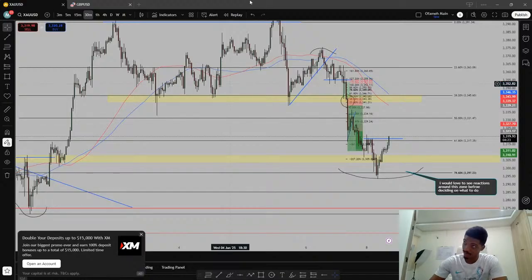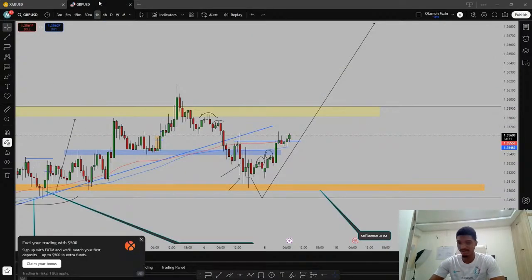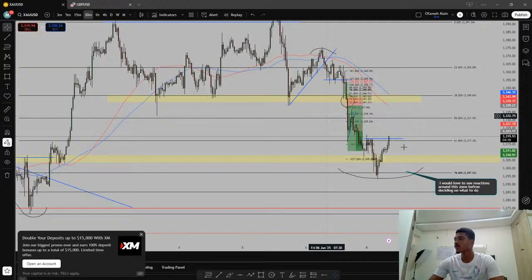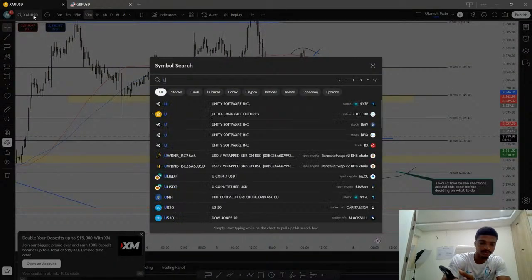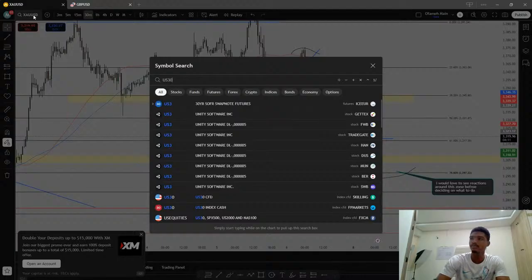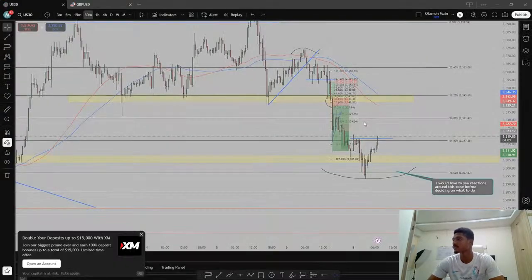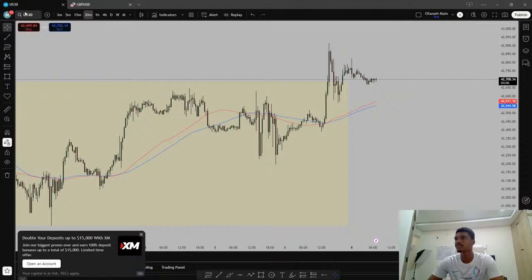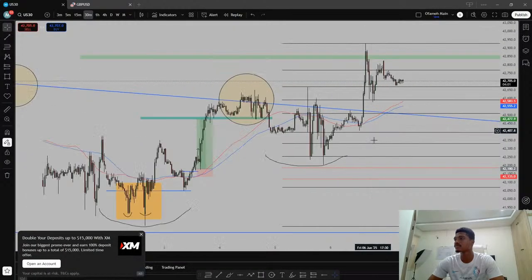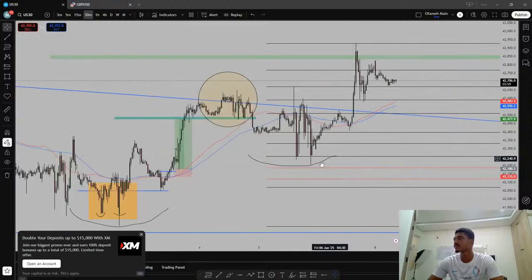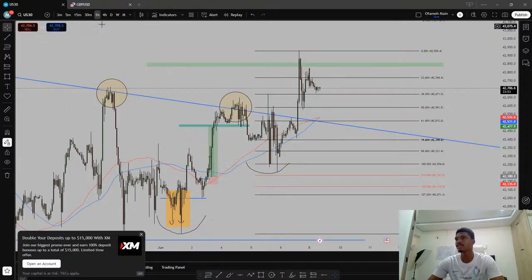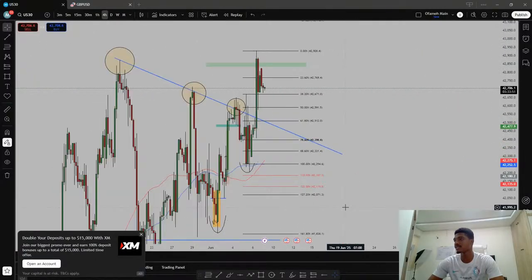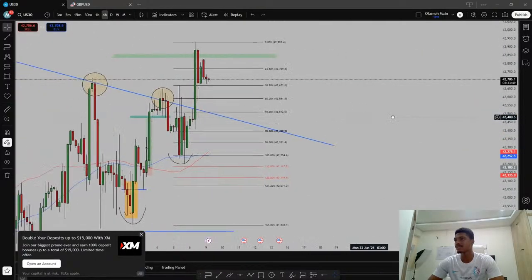Just waiting, nothing more. We've analyzed GU. What pair should we analyze again? Let's check out US 30. Okay, nice. So basically on that US 30, we can see that price has given us this area to be a valid resistance, right?